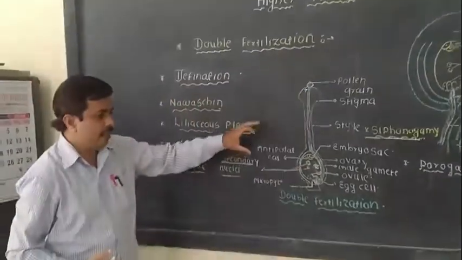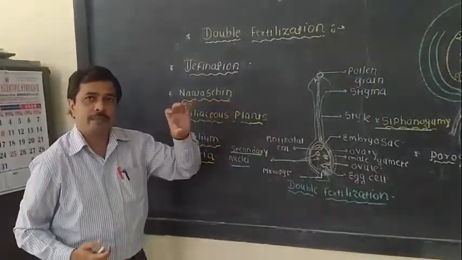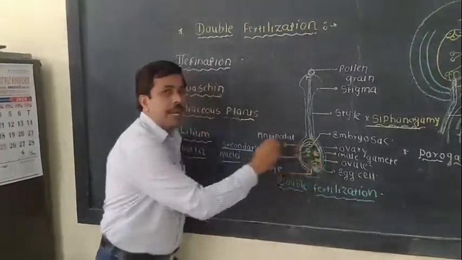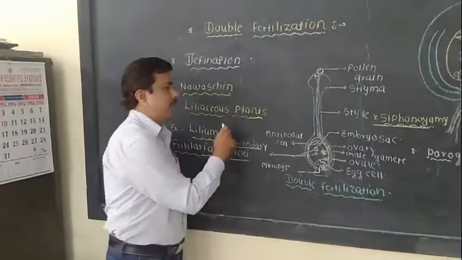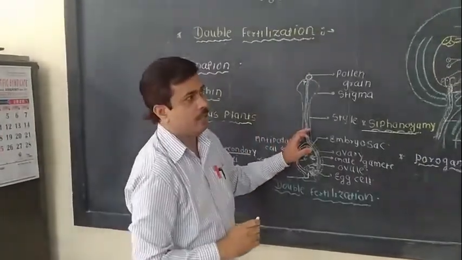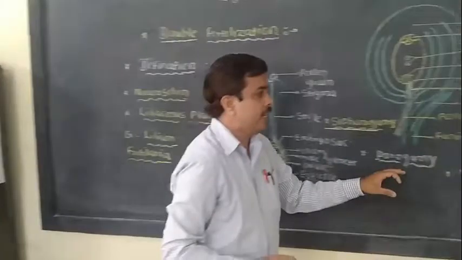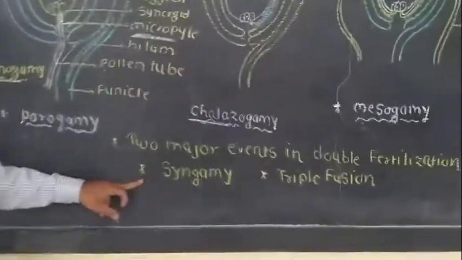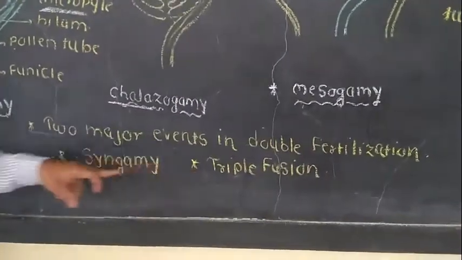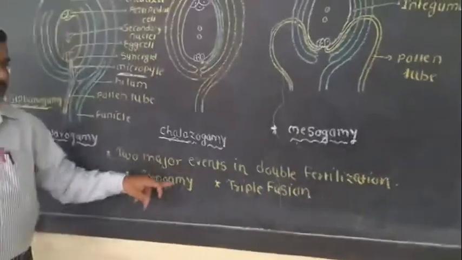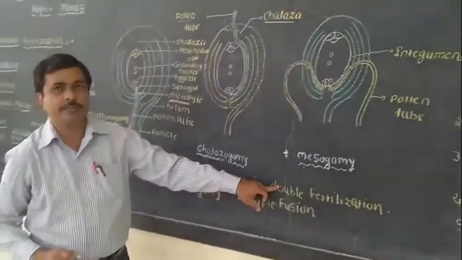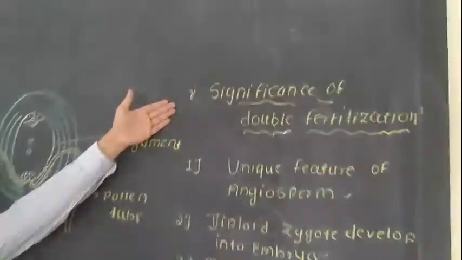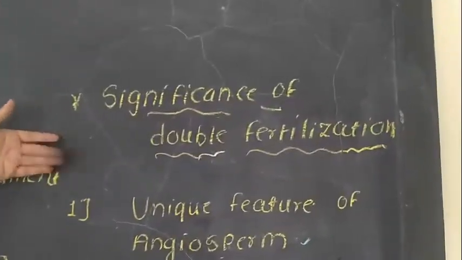So in double fertilization, the fertilization process takes place at two different places and twice. Hence, it is known as double fertilization. The two major events in double fertilization are syngamy and triple fusion. Now the next point is the significance or importance of double fertilization.